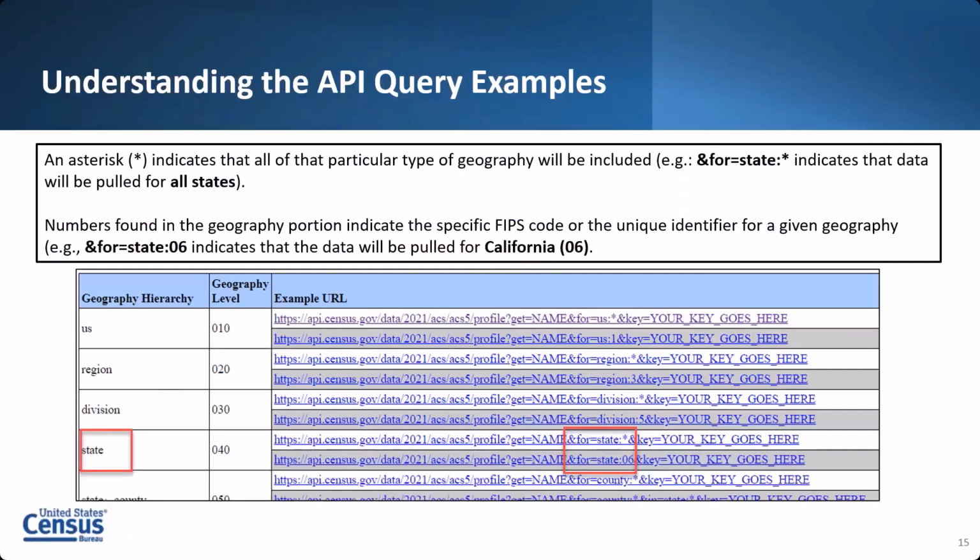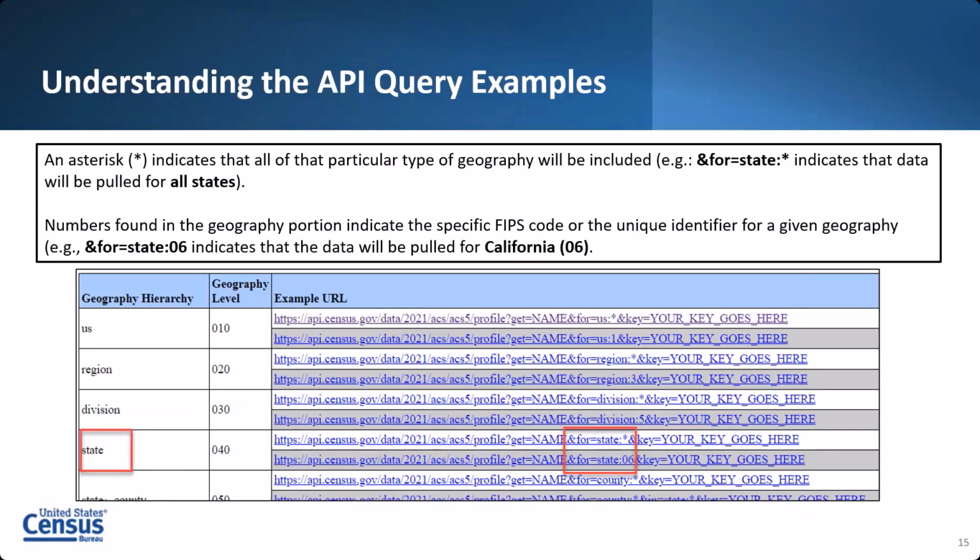And when we're looking at building API queries within our web browser, what we're going to be using are the examples pages from each of the data sets. So what I have here pulled up is the example URLs from the 2021 American Community Survey 5-year data profiles. And when we're looking at the example URLs that I have listed here on the slide, at first glance, it might look like they're almost identical, but you'll notice when you look at the geography portion for each of those, that's where things start to differ.